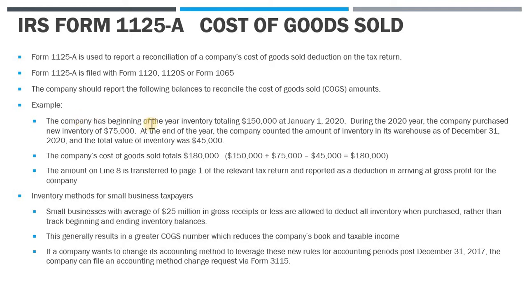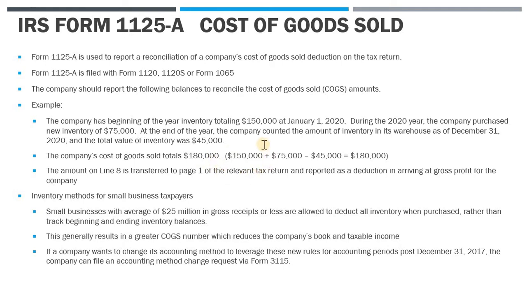The company has beginning of the year inventory of 150,000, Jan 1, 2020. During the year, the company purchased new inventory of 75,000, and then at the end of the year, the company counted up its inventory and it saw it had $45,000 left. So how do you compute its cost of goods sold? Well, the cost of goods sold is going to be 180,000. So how do we get there?